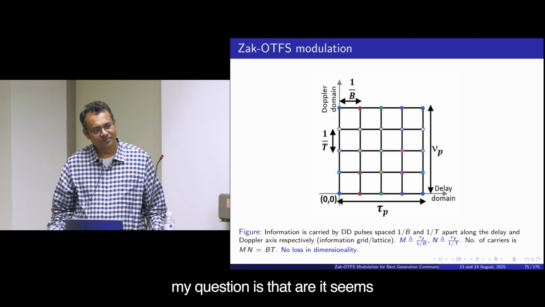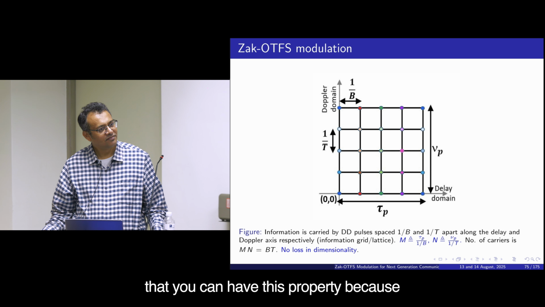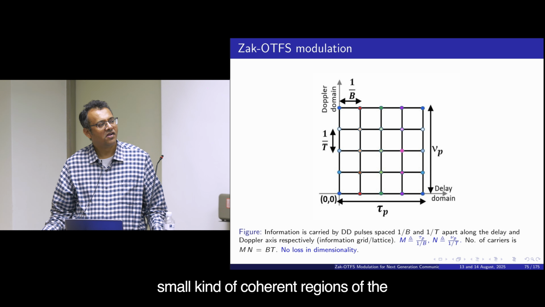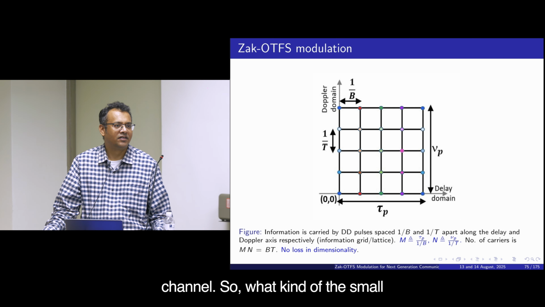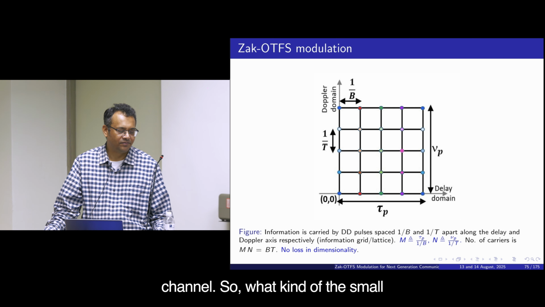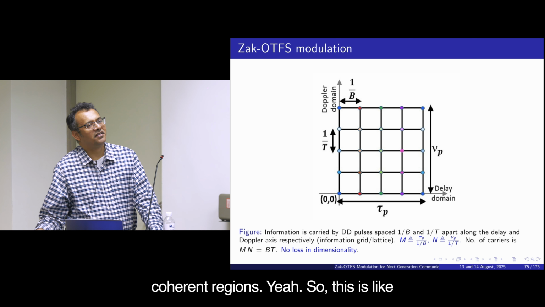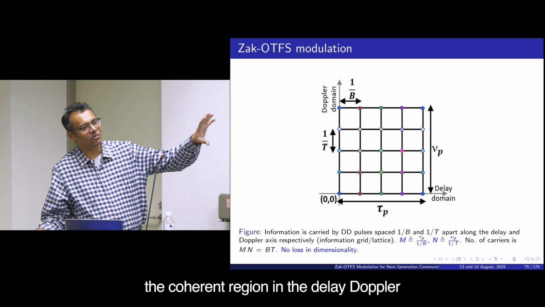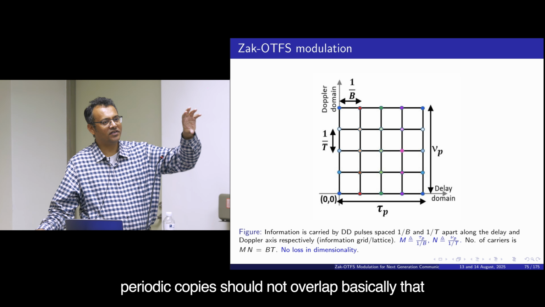Okay. Yeah. So my question is that it seems you can have this property because you transmit the signal only within small coherent regions, which are defined by the maximum delay spread and also the maximum Doppler frequency that you can apply. So in this kind of small coherent region. Yeah, so this is like the coherent region in the delay Doppler domain. Yeah, because those quasi-periodic copies should not overlap.